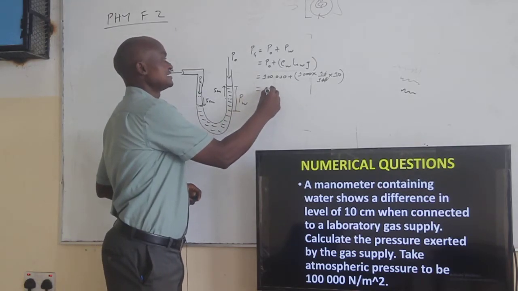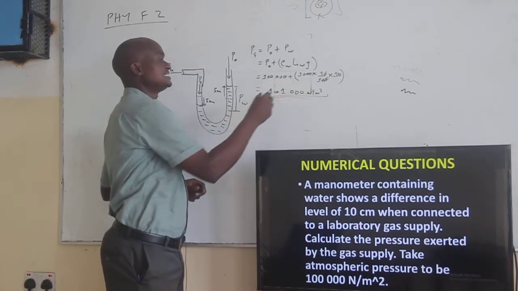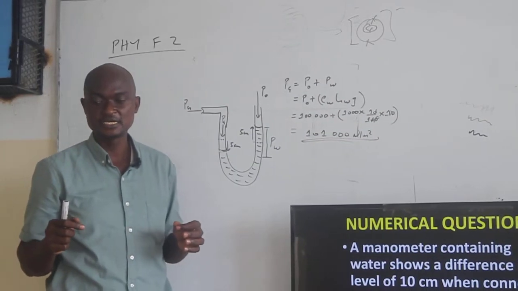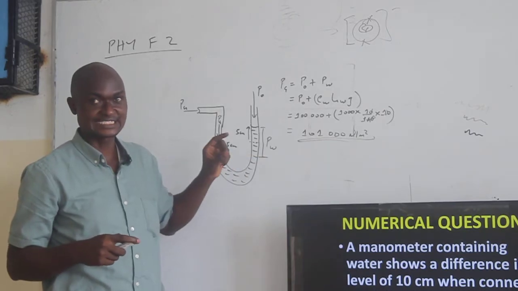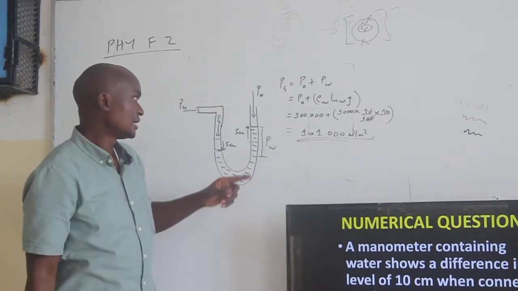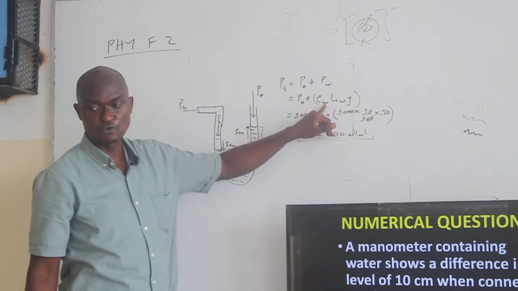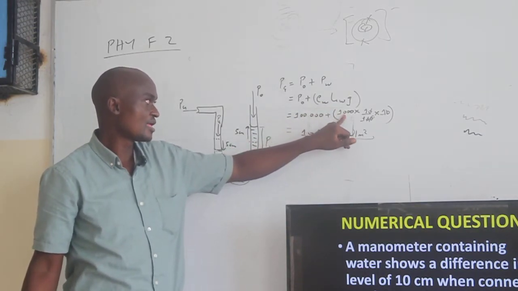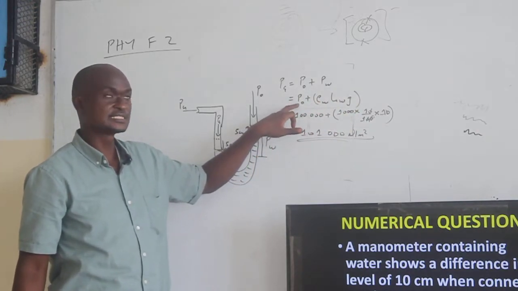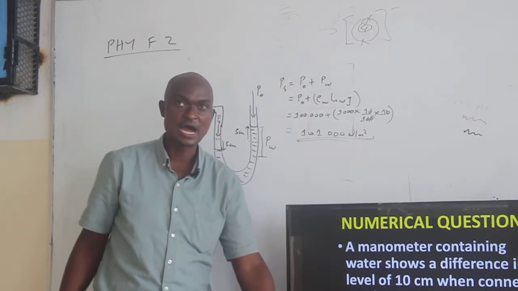And your answer is 101,000 Newton per meter square. That now becomes the pressure due to the gas. Mathematical question: get the formula. Identify the values given, like density was given, this for water, it should be that, or this is known. Height was given, and gravity is a constant, it's known. Pressure of the atmosphere was given. Work it out, and you get your answer like that.